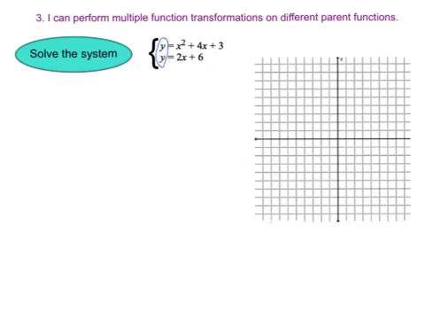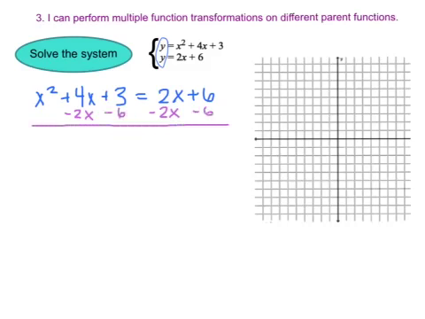So, I will have x squared plus 4x plus 3 equals 2x plus 6. So, when we have our x squared, or the quadratic equations, we want to move everything to the same side so it's set equal to 0. Go ahead and subtract 2x, and subtract 6 from both sides. That's going to leave us with x squared plus 2x minus 3 equals 0.